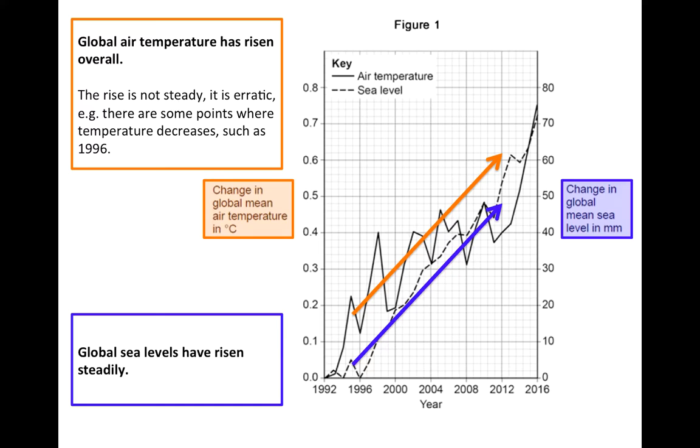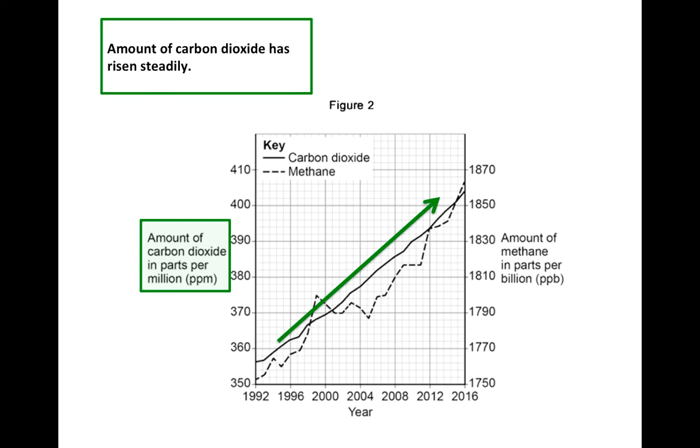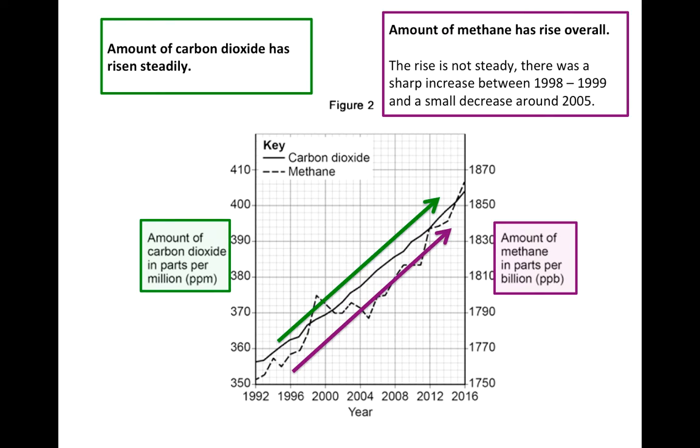Let's look at figure number 2. So again, we've got 2 y-axes, so we'll need to describe what is happening for each of those pieces of data. The first one, amount of carbon dioxide in parts per million, that's the solid line. And we can see clearly that is increasing. So we could make a statement saying the amount of carbon dioxide has risen steadily. So now we need to describe the amount of methane in parts per billion. And this is the dotted line. And we can see that overall we have an increase. So I've said the amount of methane has risen overall.